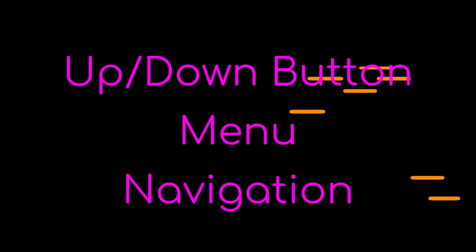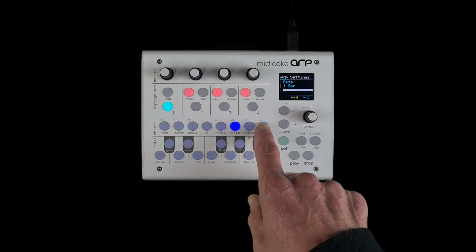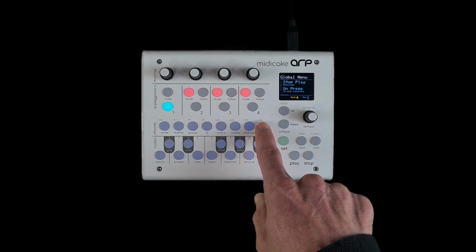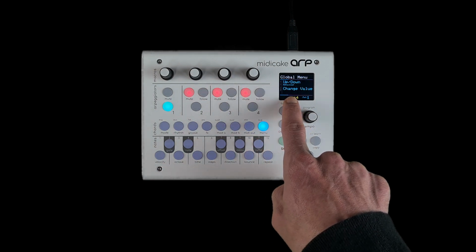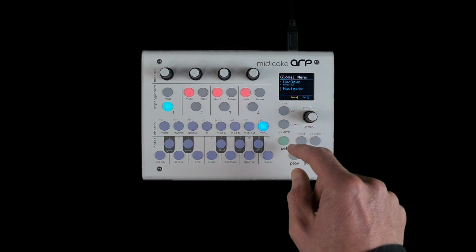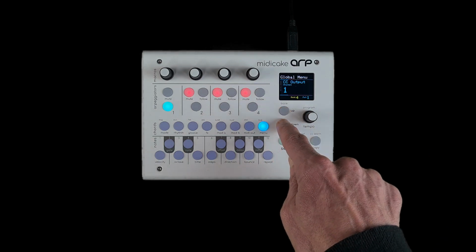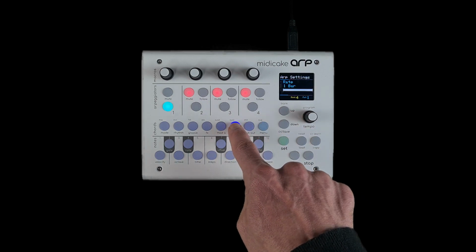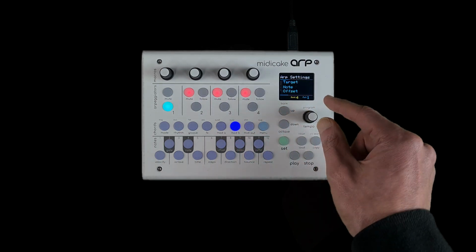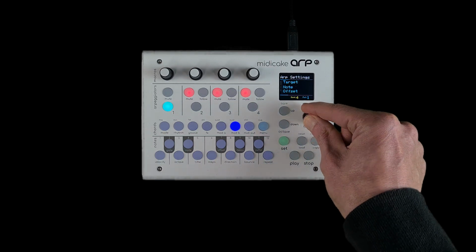By popular demand, you can now configure ARP to let you select parameter options in set mode using the up and down buttons. This is accessed by a new global option called up-down behavior. Set this to navigate so that the up and down buttons select the parameter option and don't change the value. Then, to make parameter value changes, just use the knob control.